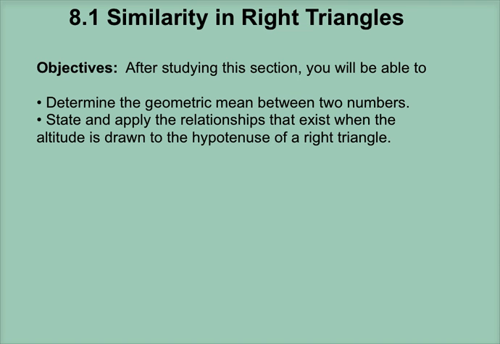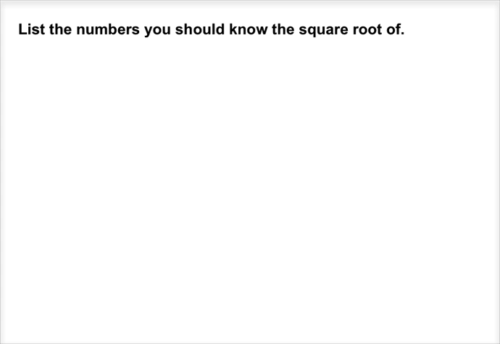Your objectives for today will be to determine the geometric mean between two numbers, state and apply the relationships that exist when the altitude is drawn to the hypotenuse of a right triangle. To start, list the numbers you should know the square root of. And I think of this as just list the numbers from 1 to 10.